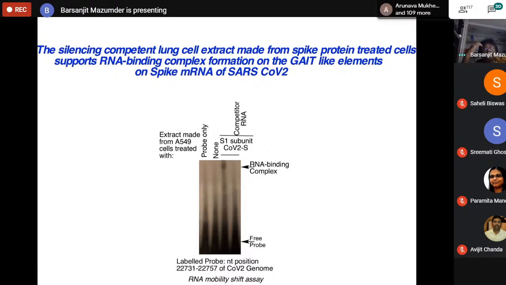lung cells. And we can see that in the non-treated cell there is no RNA binding complex, but we can see a successful RNA binding complex formation only with the extract that has been treated with the SARS-CoV-2 S1 subunit. And this RNA binding complex can be competed out with the self-competitor RNA, the cold RNA without radioactivity, at 10-fold or 20-fold molar excess, which shows the specificity of the binding.